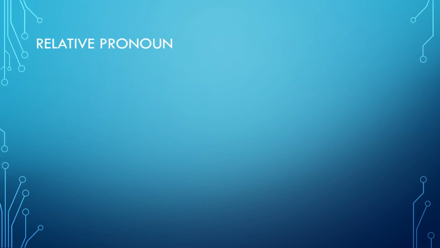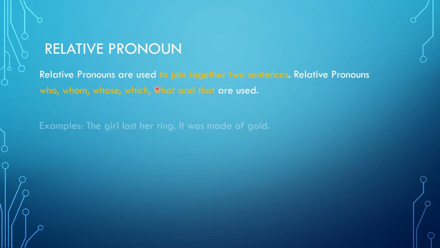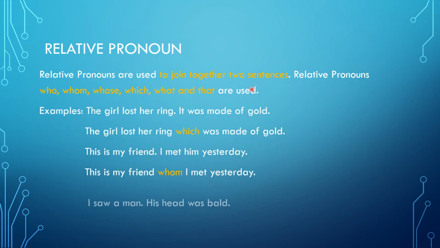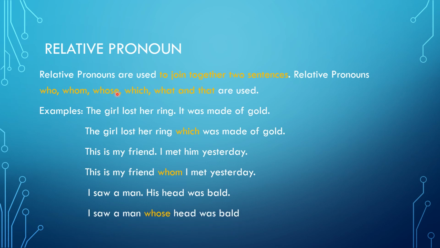Relative pronoun. Relative pronouns are used to join together two sentences. Relative pronouns who, whom, whose, which, what, and that are used. Look at the following examples. The girl lost her ring. It was made of gold. So see children, there are two sentences. The girl lost her ring. This is one simple sentence. It was made of gold.